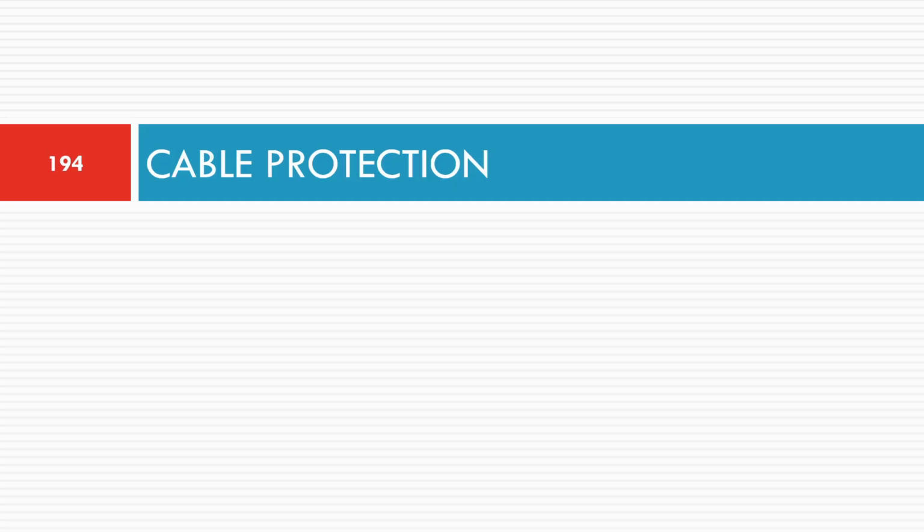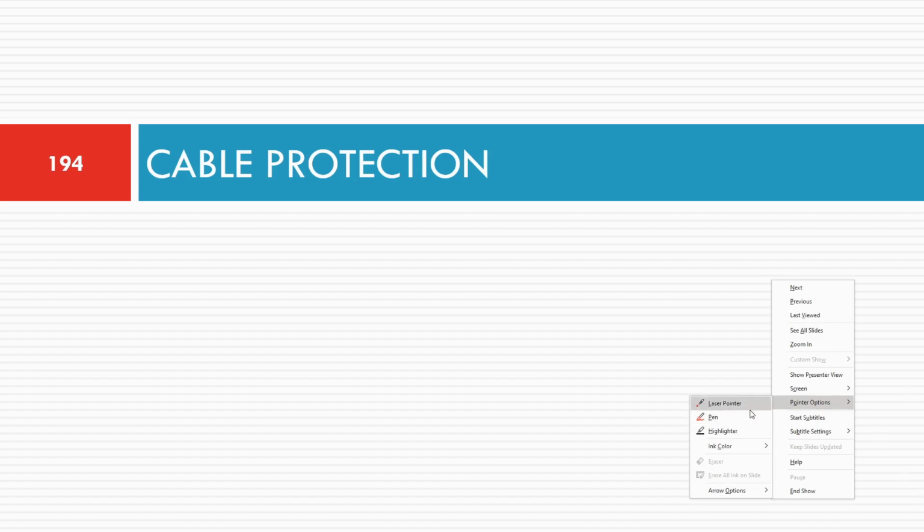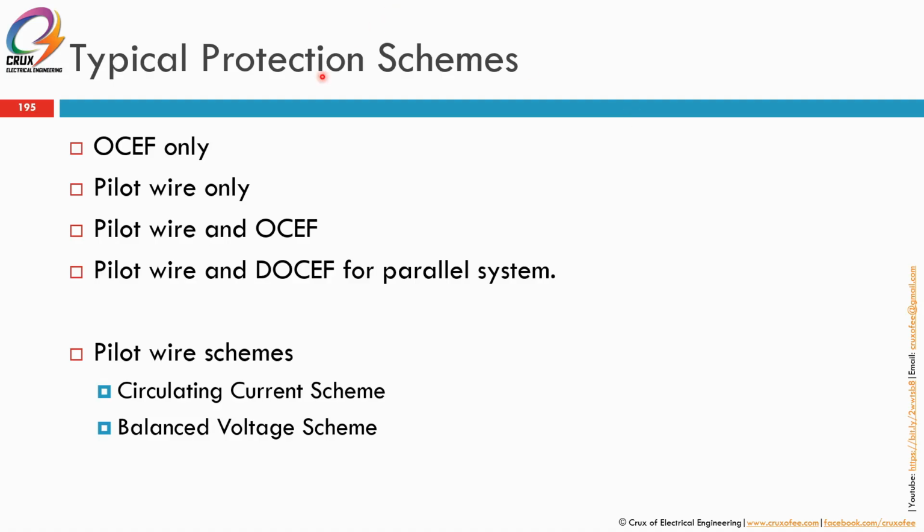Cable protection. Where's the pointer? So typical protection scheme, normally we will have the most basic is overcurrent and fault only, pilot wire only, or both pilot wire and overcurrent fault, or pilot wire and directional overcurrent and fault for parallel system. So the pilot wire scheme normally is using a circulating current scheme and also the balanced voltage scheme.